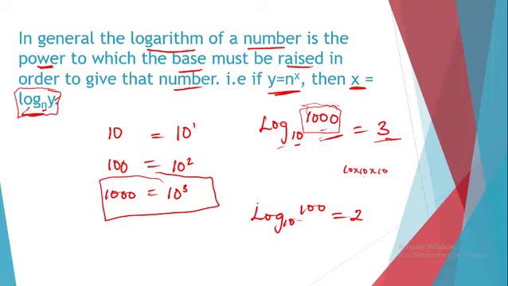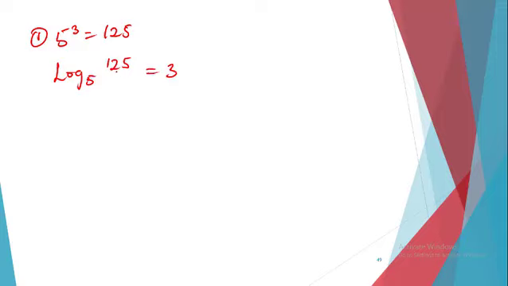Okay? So let's quickly look at some examples. If we have 5 raised to power 3 to be equal to 125, all we are saying here is that log 125 base 5 is equal to 3. So 5 raised to power 3 will give us 125. Is that correct? Yeah. So we are saying here that 5 must be raised to power 3 for us to obtain 125.